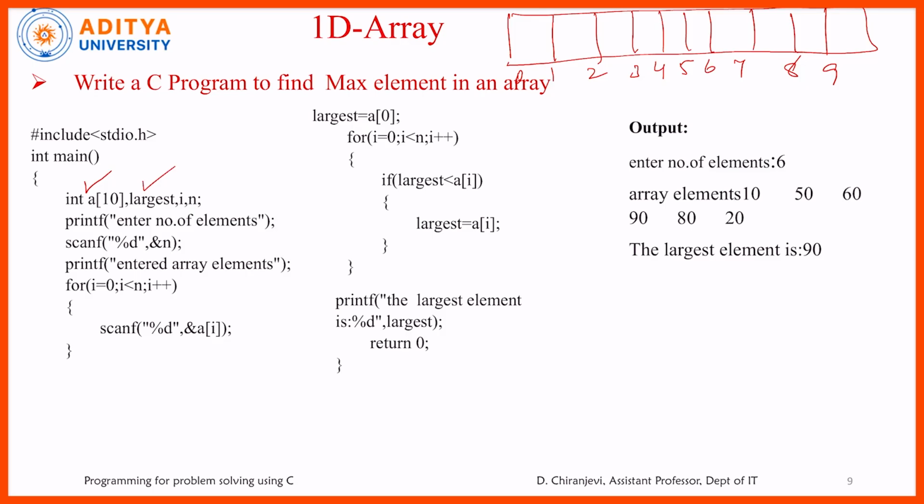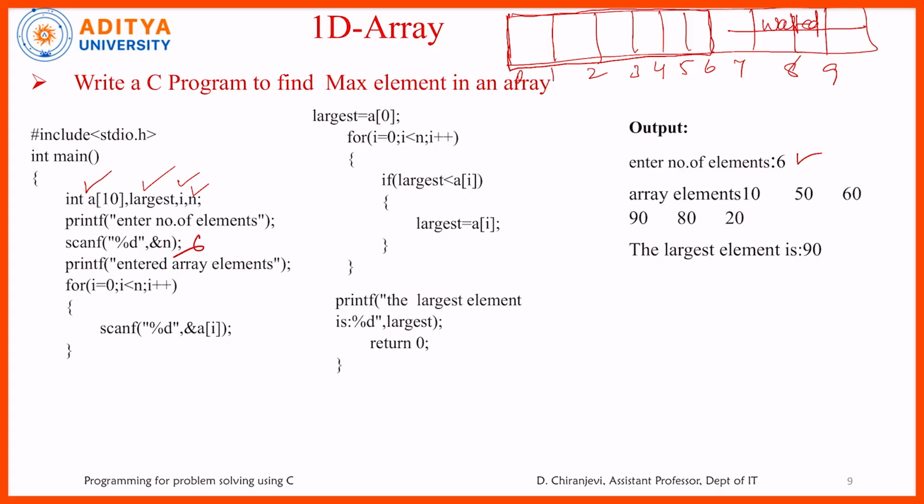The user wants to find the maximum element, so he declared a variable largest, and then I for initialization, and n is the total number of elements he wants to store. Here the user gave n value 6, so 6 blocks of memory will be used, 0 to 5. The remaining memory is wasted. So 6 will be stored in n.